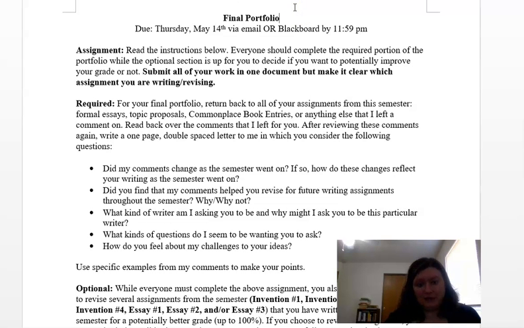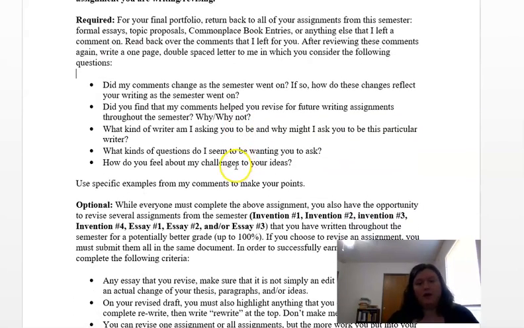So what the assignment is, and there are two different assignments here, and I'm going to talk about the fact that one is required and one is optional. Okay, this required one is for everybody. And I also want to say that you can turn this in by email or Blackboard. Just make sure you submit it one way or the other. The required portion is going to be you going back and reflecting on my comments that I've left you throughout the semester. This would be on a commonplace book entry, so my feedback that I left you on Blackboard.